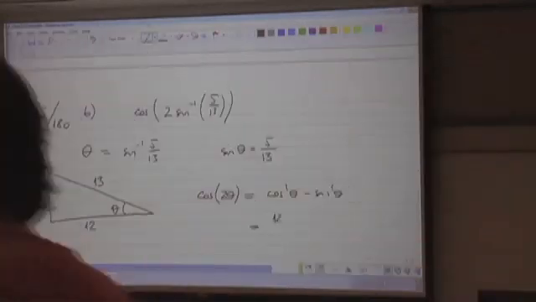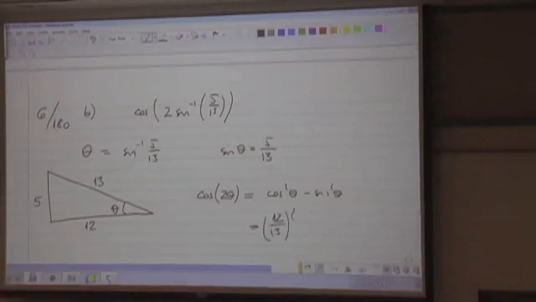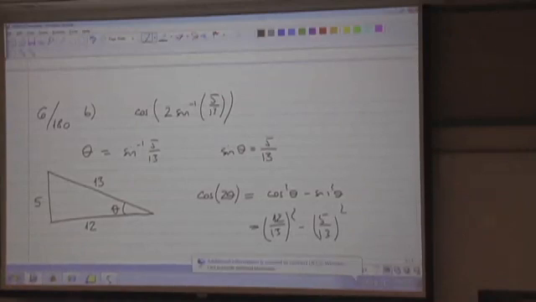12 over 13 squared minus 5 over 13 squared. So what is that? 119. So 119 over 169.